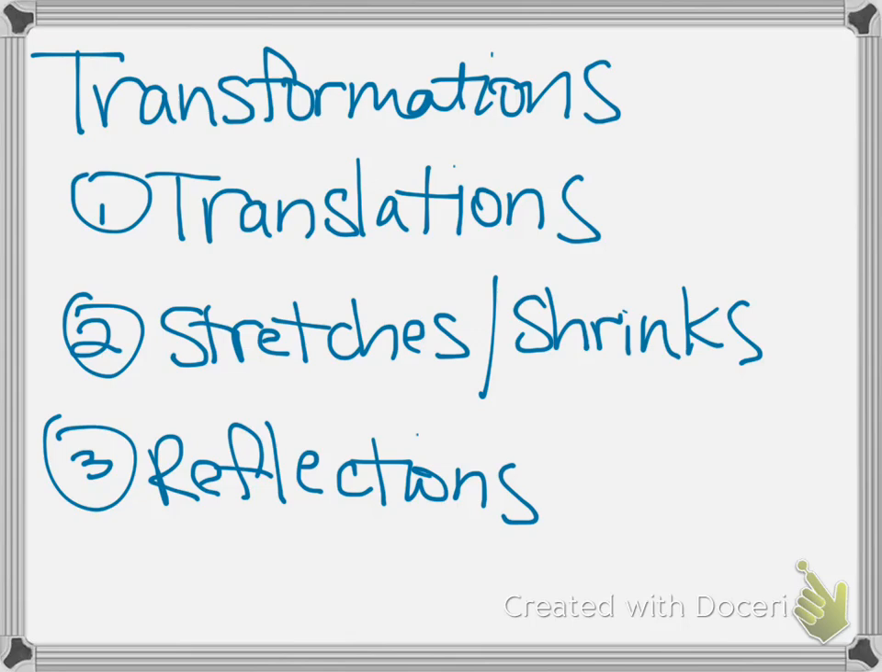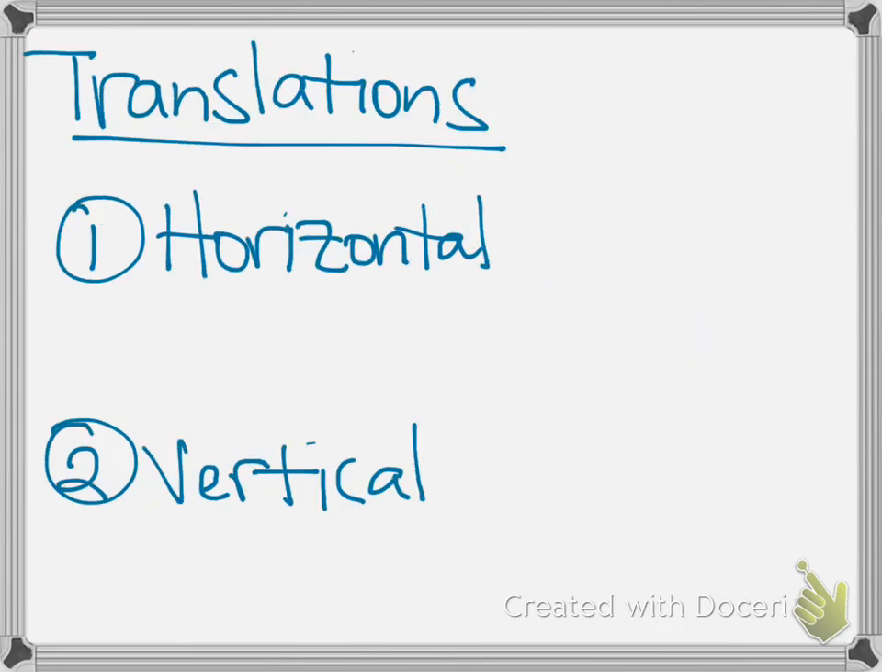So there are actually 3 different types of transformations. Again, in this video, we're particularly interested in translations. In the next video, we'll talk about stretches and shrinks, and then finally, we'll talk about reflections. But for now, let's focus on translations. There are 2 different types of translations, either horizontal or vertical.